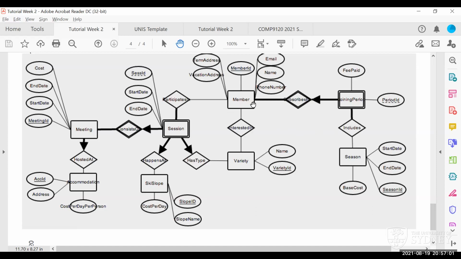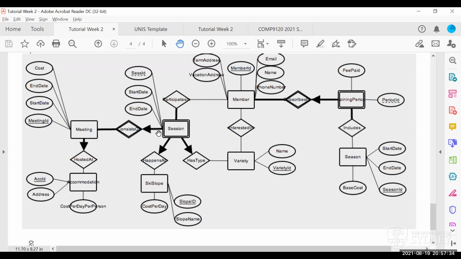So you can see here there's a member subscribes to a joining period. Okay. And then the joining period may include seasons, and as I mentioned, it may include one or more seasons. It's possible that a member joins for two seasons, autumn and winter, for example, or winter only, or one season only. So member interested in variety. This is the intermediate downhill, expert bobsled. Those are just different varieties, really. And you can see we have a meeting or ski trip.